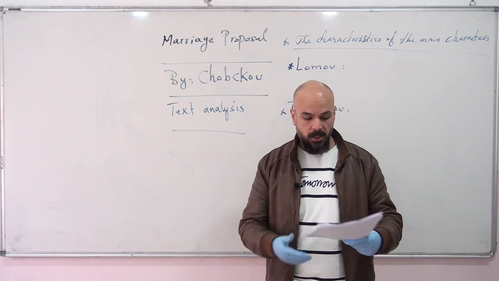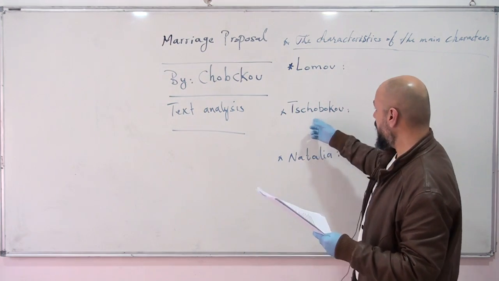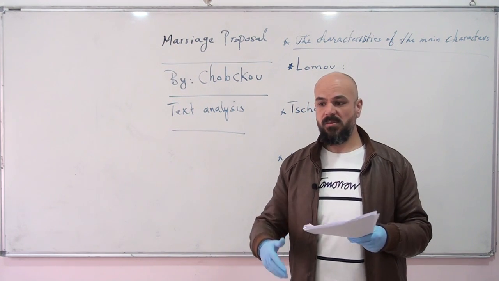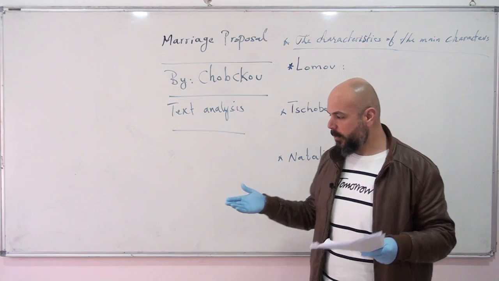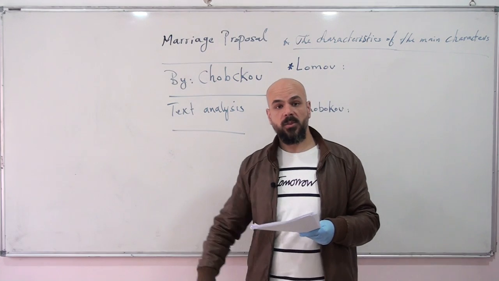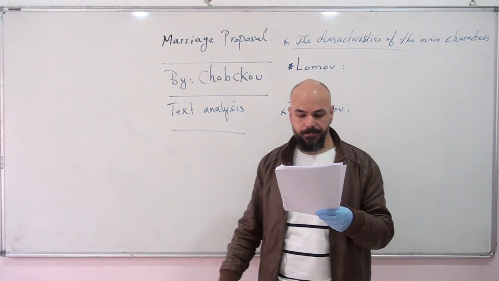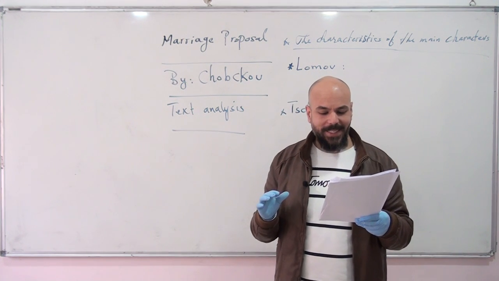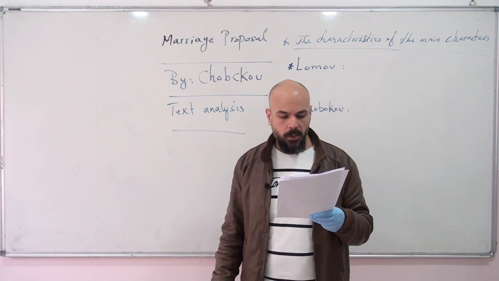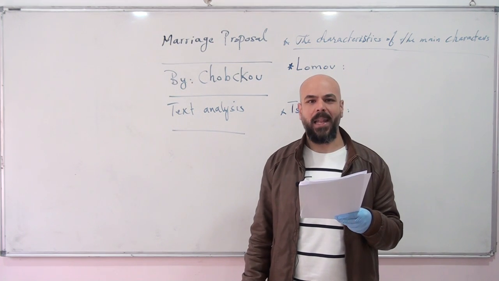You can find that out just to define the first character. The second one is named Chubukov. I know these are weird, strange names, but keep in mind that the farce was taken from Russian literature. Now, the second character, Chubukov, is a man in his early 70s, also a landowner, who had a daughter named Natalia. He was a very quarrelsome man.